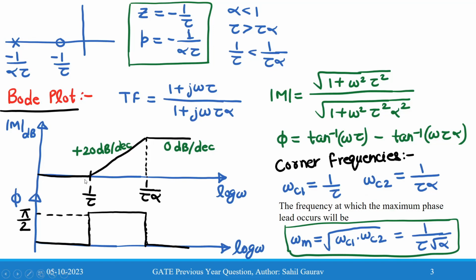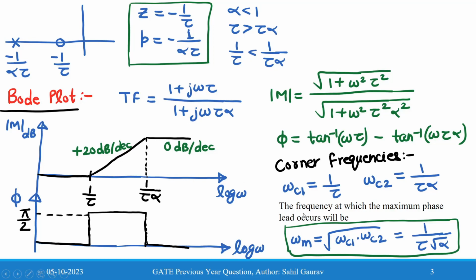So accordingly we can say that at both corner frequencies the phase angle and the slope of the magnitude are changing. Therefore, at corner frequency equal to 1 divided by tau we gain a slope of plus 20 dB per decade, and again at corner frequency 1 divided by tau alpha we lose this slope, and the final slope will be 0 dB per decade.